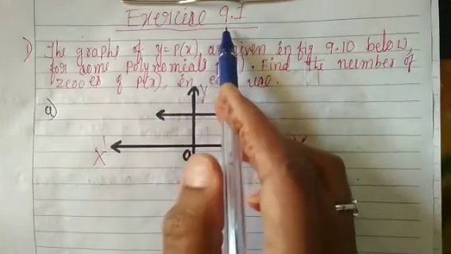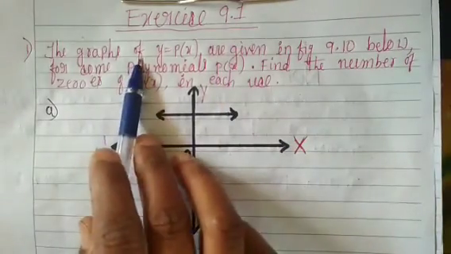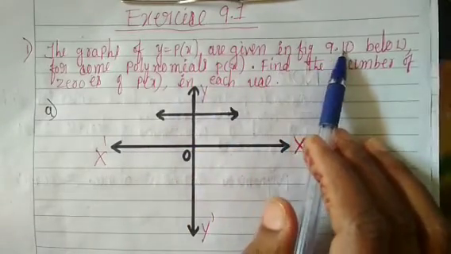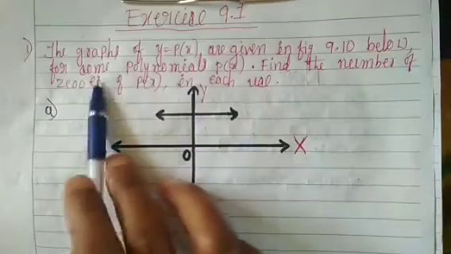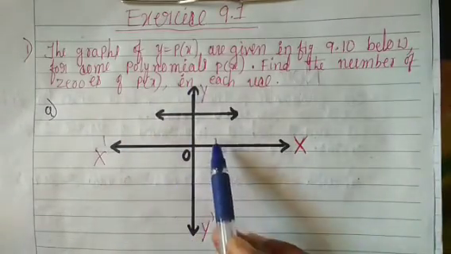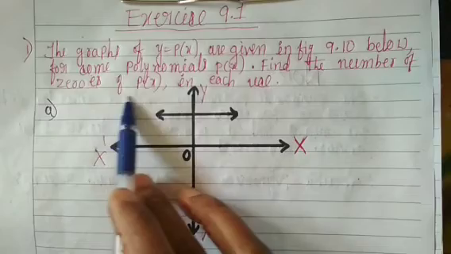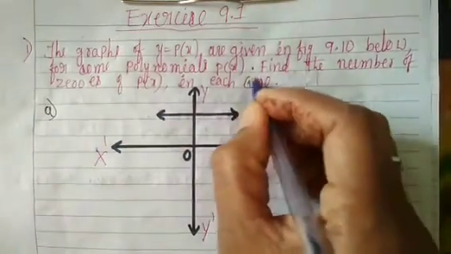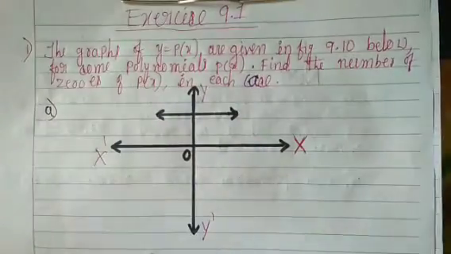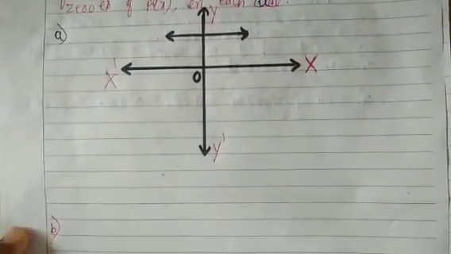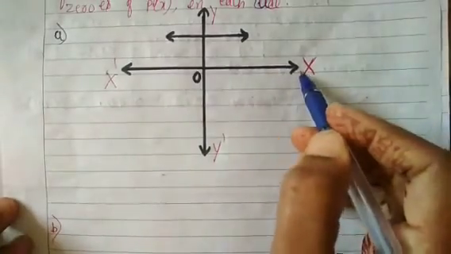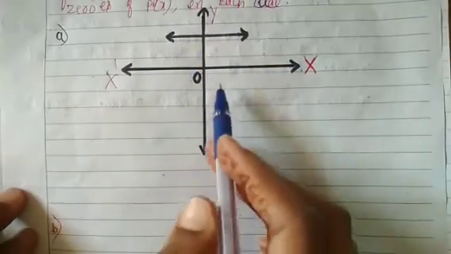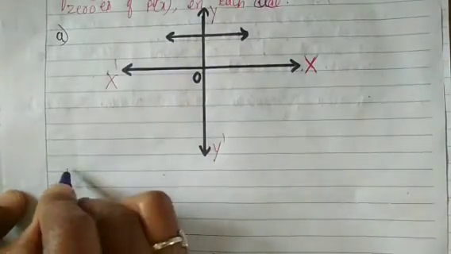Exercise 9.1. The graphs of y equals p of x are given in figure 9.10 below, for some polynomials p of x. Find the number of zeros of p of x in each case. Dear students, in each case look at the figure. Here is the x-axis, the y-axis, and the origin. So, how many zeros? No zeros.